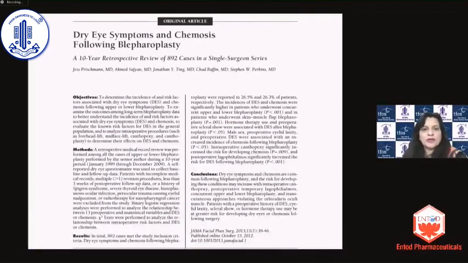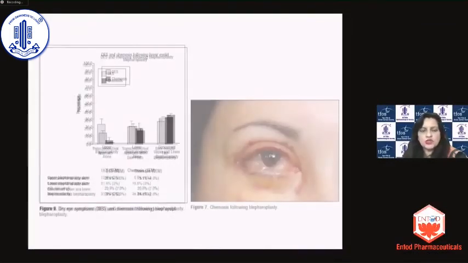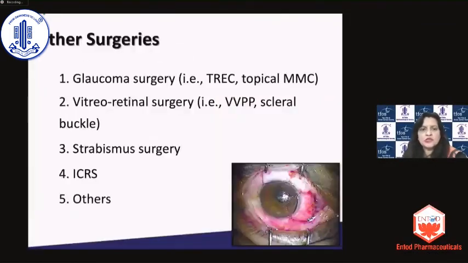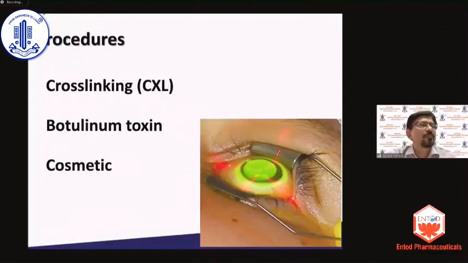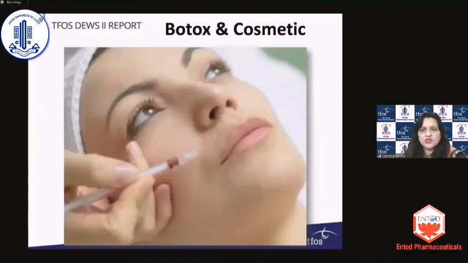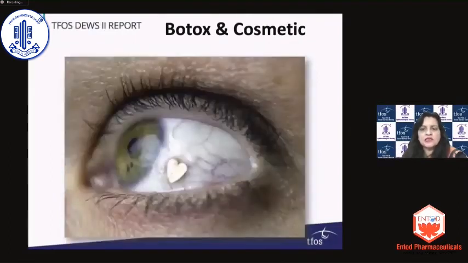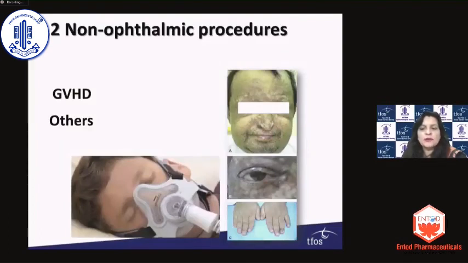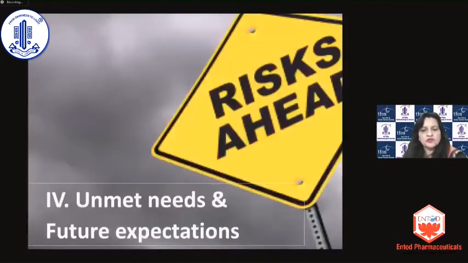And even following blepharoplasty, there were dry eye symptoms and chemosis. So one should know about it, one should be aware of it, and counsel the patient accordingly. Then glaucoma, vitreoretina, strabismus surgeries, and intracorneal ring segments, even collagen cross-linking and botulinum toxin can cause dry eye. Then of course, aesthetic surgeries, Botox is notorious for causing dry eye symptoms, and anything which is cosmetic such as this on the ocular surface can also cause it. Non-ophthalmic causes are primarily graft versus host disease, which can cause dry eye, and also Stevens-Johnson syndrome and other conditions where the patients are on prolonged ventilation.